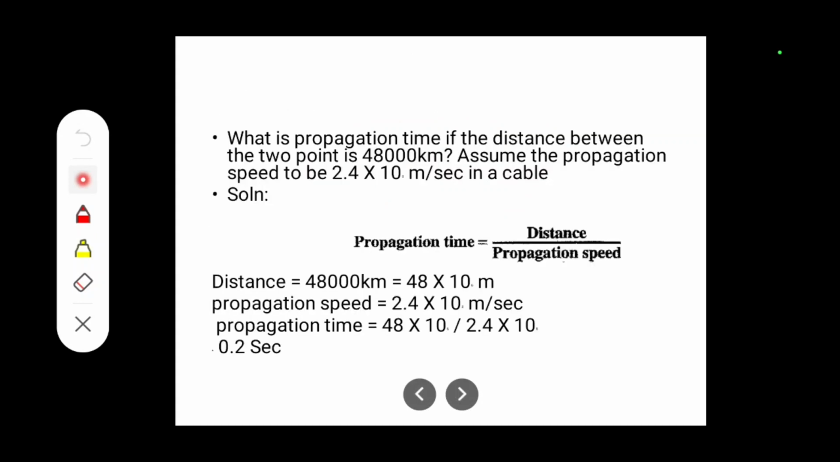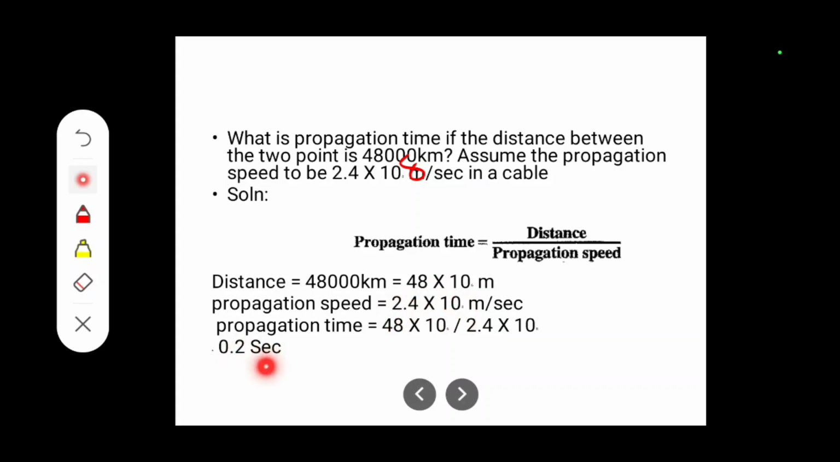Another question: what is the propagation time if the distance between 2 points is 48,000 km? Assume the propagation speed to be 2.4 into 10 raised to 8 meter per second in a cable. This question, or similar questions, we have already discussed. The distance is 48,000 kilometer, that has to be converted into meter. The propagation speed is this one, so you compute the propagation time by dividing the distance by the speed.